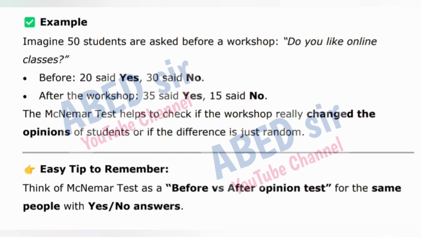Example. Imagine 50 students are asked before a workshop, "Do you like online classes?" Before, 20 said yes, 30 said no. After the workshop, 35 said yes, 15 said no. The McNemar test helps to check if the workshop really changed the opinions of students or if the difference is just random. Easy tip to remember. Think of McNemar test as a before versus after opinion test for the same people with yes-no answers.